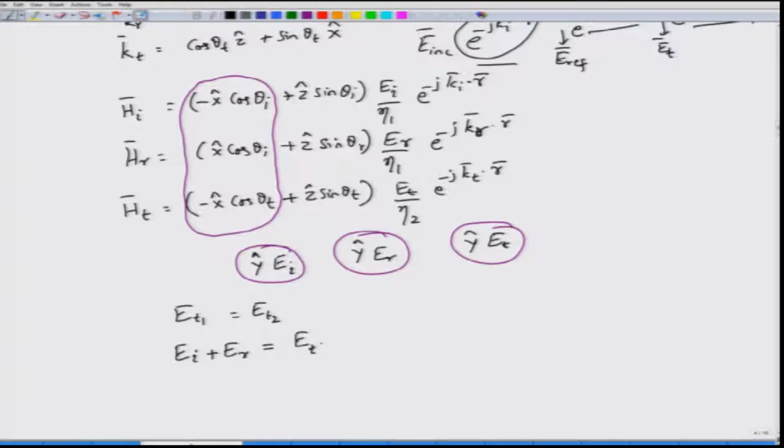Is that correct? Have we written it correctly? Well, there is a small catch here. I will tell you what the catch is. This equation as we have written is wrong, because we forgot the phase factors. Let us put down the phase factor here. So this equation actually has to be written as Ei e to the power minus j.